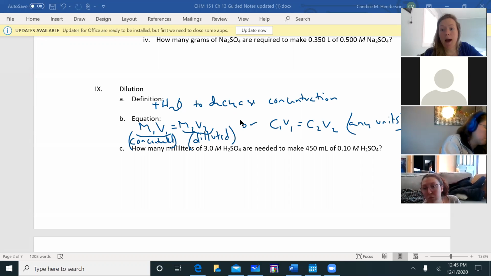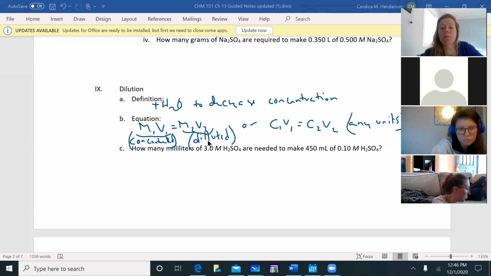And then if I have to run a lab where I need 3.5 molar, I just dilute it down and make as much as I need for that given class. And so I could actually use this equation to make that happen. So we can look at an example here where it says, how many milliliters of a 3 molar H2SO4 solution are needed to make 450 milliliters of a 0.10 molar H2SO4 solution?